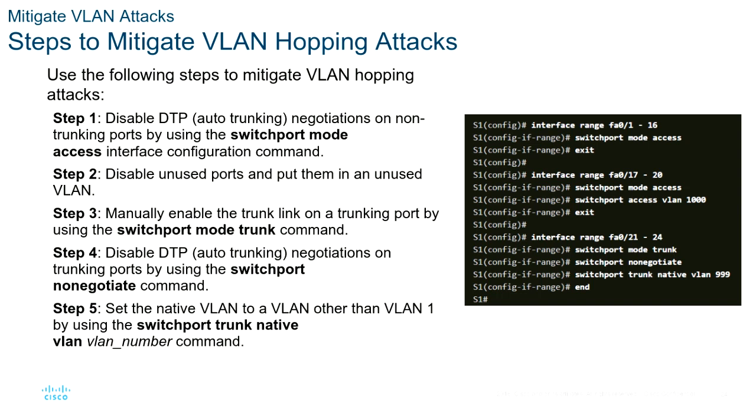Step 3, if I want to be a trunking port, I'm going to use the command switchport mode trunk. If I don't want Dynamic Trunking Protocol on trunking ports, I can use the switchport nonegotiate command. And the last step, step 5, was to set the trunking native VLAN number to something other than VLAN 1, the default. In our labs, we have generally done it on VLAN 999 or VLAN 1000.